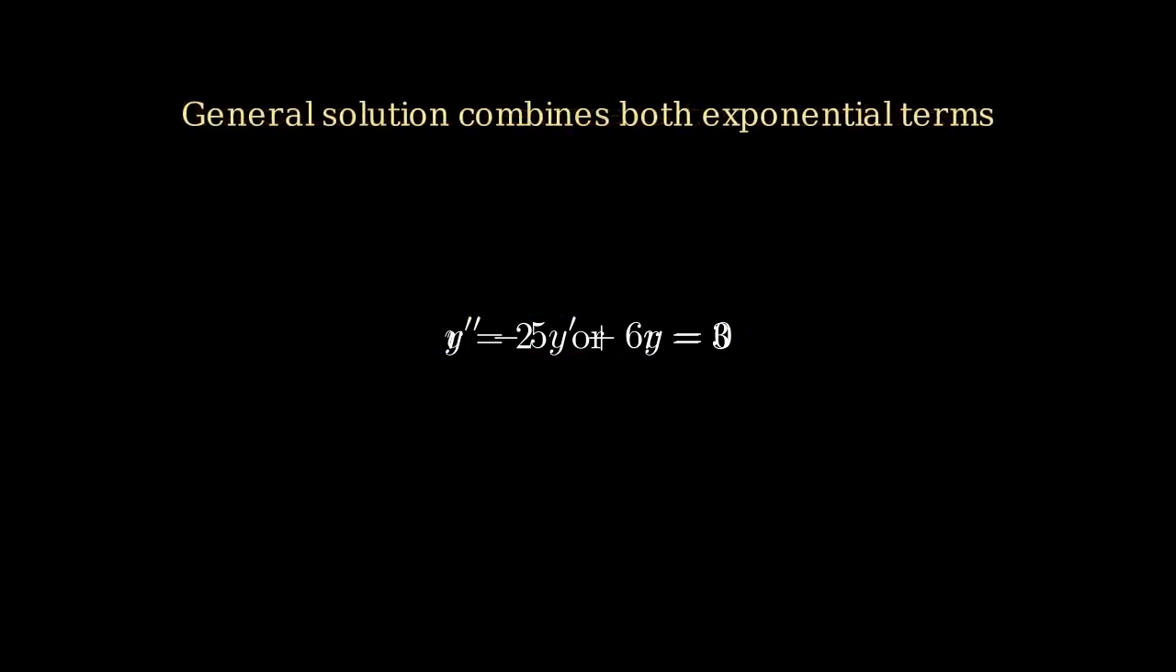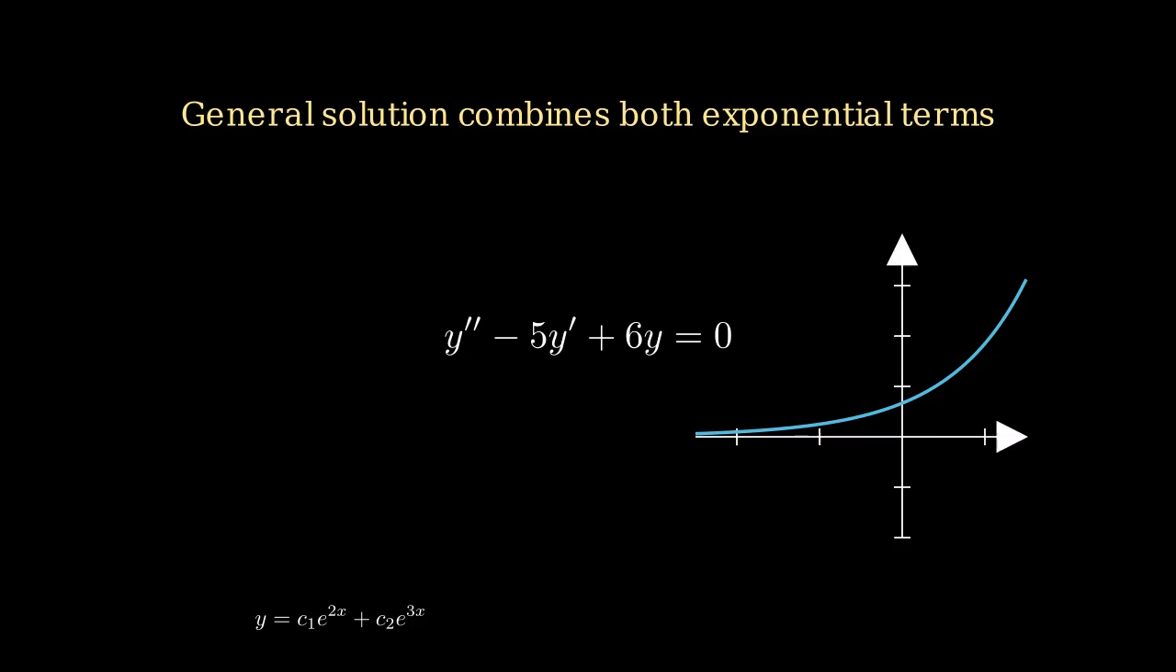Since we have two different real roots, the general solution is a sum of two exponential terms, y equals a constant times e to the power of 2x plus another constant times e to the power of 3x.